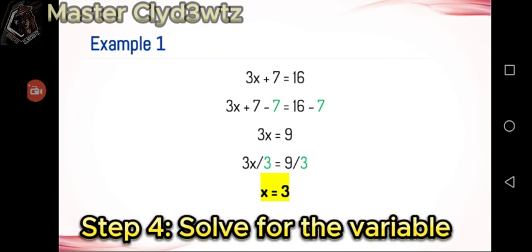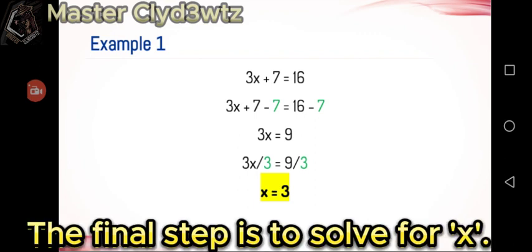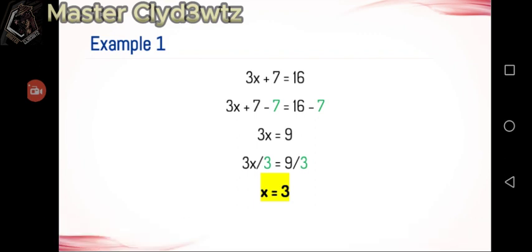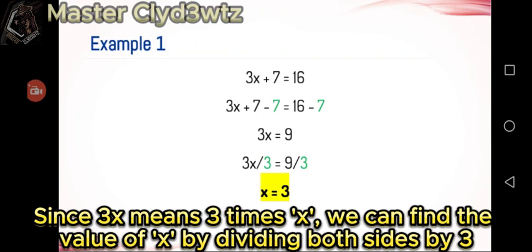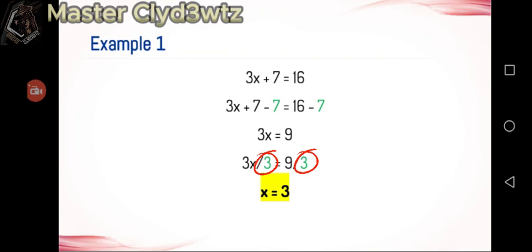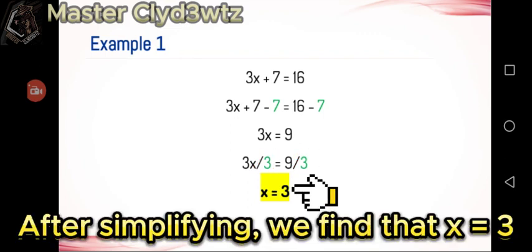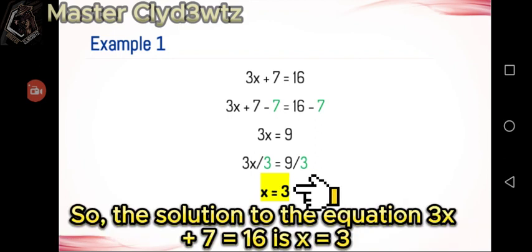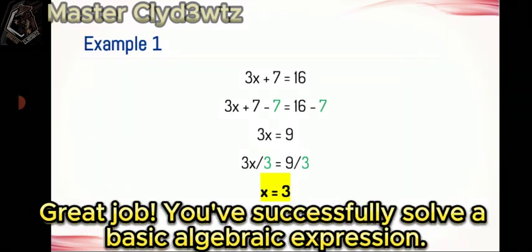Step 4. Solve for the variable. The final step is to solve for x. Since 3x means 3 times x, we can find the value of x by dividing both sides by 3. After simplifying, we find that x = 3. So the solution to the equation 3x + 7 = 16 is x = 3. Great job! You've successfully solved a basic algebraic expression.